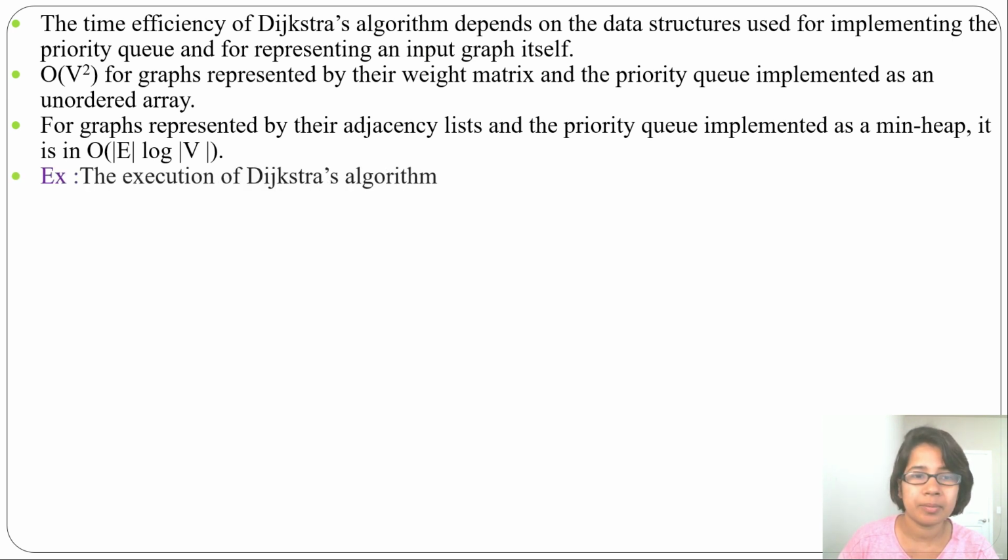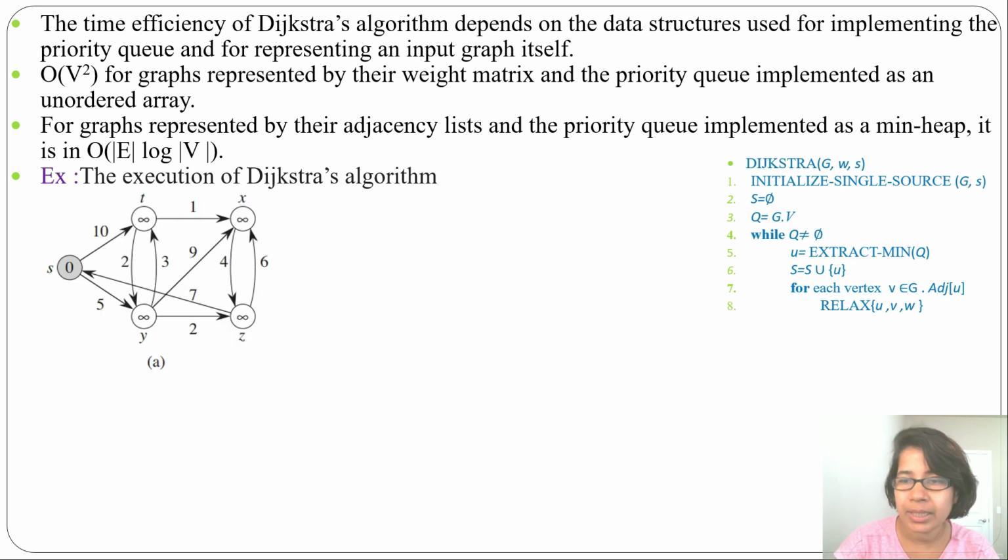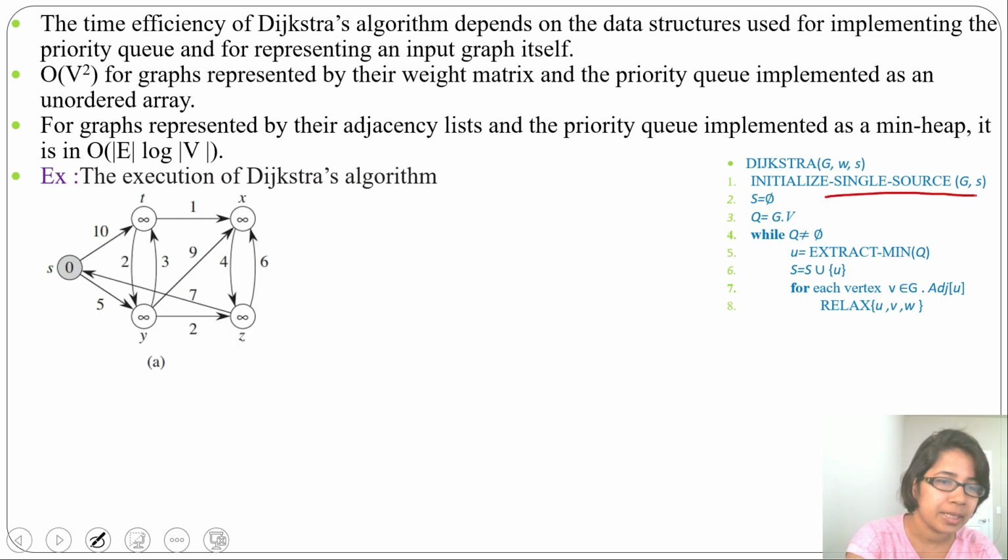Let's see one example of execution of Dijkstra algorithm. We'll refer to this algorithm, so I have written it here. First step, initialize single source (G, s). Means this s D value will be 0, all other vertices D value will be infinity. I am writing D value inside the circle.